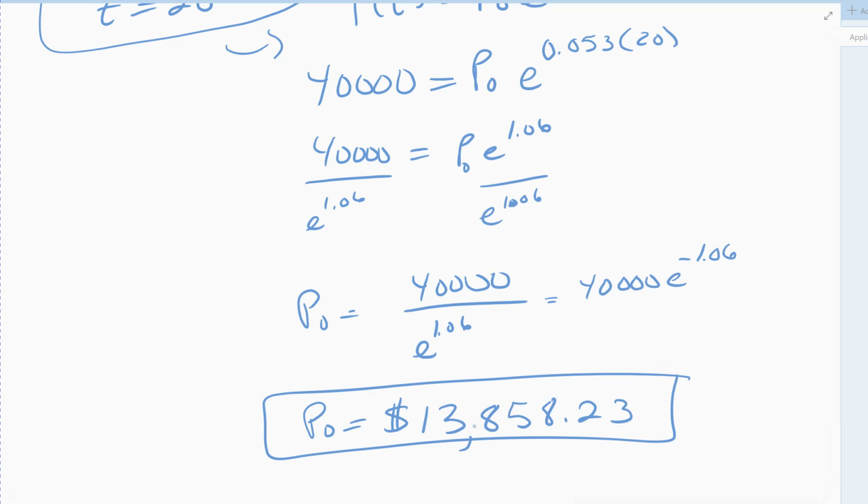And in 20 years, since it's growing continuously, which is a lot, it's fast, that $13,858 will grow to $40,000. All right, so their grandkid will have $40,000 to spend on college or whatever. All right, so that finishes up applications of the exponential function. The last thing from chapter 2 is the logarithm, which is the next section, and we'll get that in the next videos.